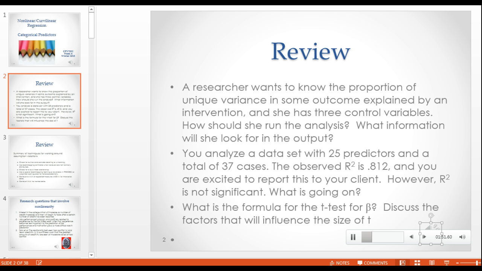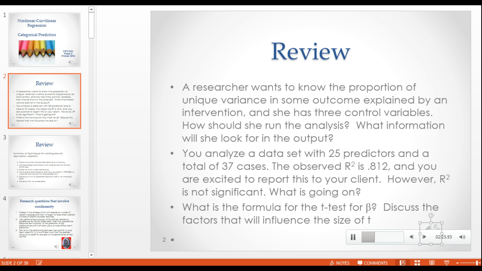She will be reporting that in whatever she's doing, like writing it up for publication or presentation, and she will probably also include the B weights because a lot of folks want to know those as well. And so she'll have a regression table that she'll report with all of the B weights, the T and their significance, so the significance of the B weights, and then she will add that this intervention explains an additional X% of the variance in the DV above and beyond those covariates.